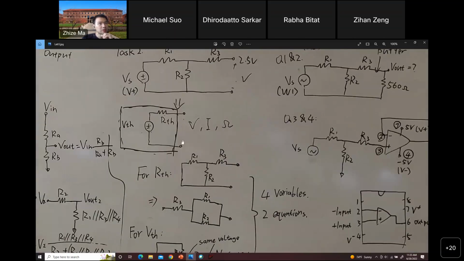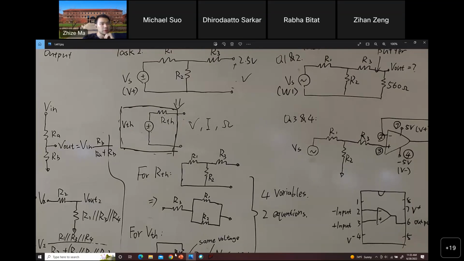So something like this is a two-terminal network. Everything inside here, let's treat it as a black box. What you know is that in this black box, you have an RTH and a VTH, which is a voltage source and a resistor in series, but you don't know the values. The two terminals are these two pins right here. That's the only two pins you can connect or measure.